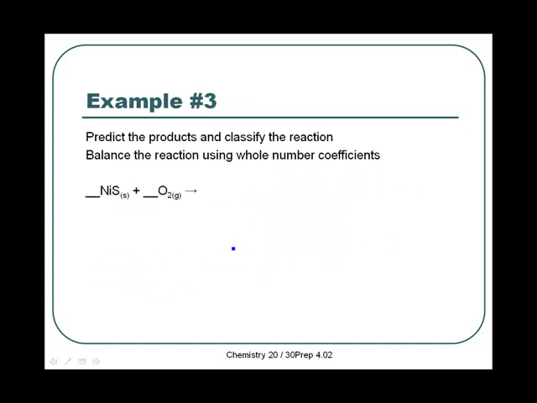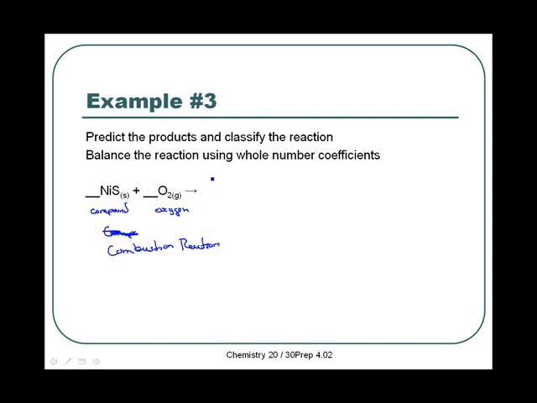And for our last reaction, here we have a compound, and here we have an element, but more importantly it's oxygen. So this is going to be a combustion reaction. And so, same steps for combustion reactions. Each element forms its most common oxide. So, we're going to have a nickel oxide and a sulfur oxide.